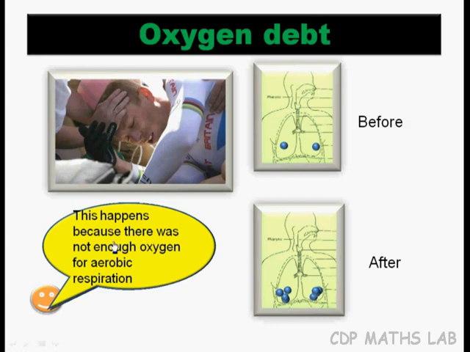Now this happens because there was not enough oxygen for aerobic respiration. But remember, he still needs energy. Good. But there comes a point in time when he becomes tired, and when you're tired is when you're in need of oxygen. So he starts to breathe harder and harder, because he needs a lot of oxygen. Now guess what?